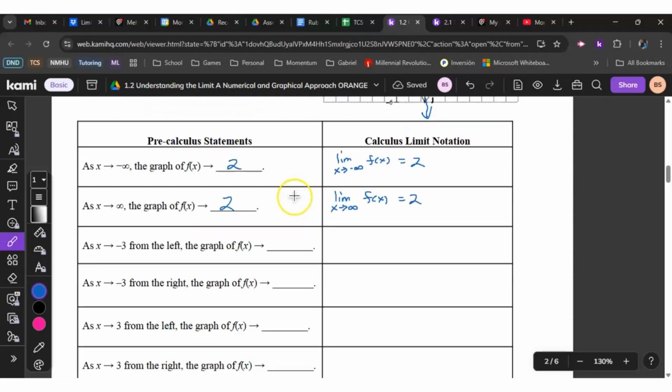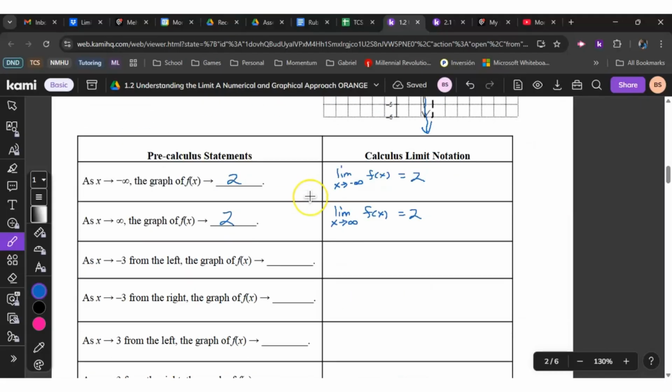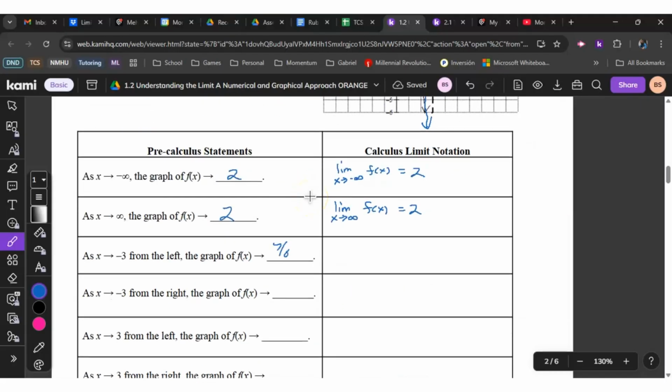So from the left, guys, don't worry about it. You can just change it easily. At -3, this was the one that was 7-6. All you gotta do is literally just put arrows on yours, right? This one would be 7-6, which means this is the limit as x approaches -3 from the left of f of x equals 7-6. And this is the limit as x approaches -3 from the right of f of x is 7-6.